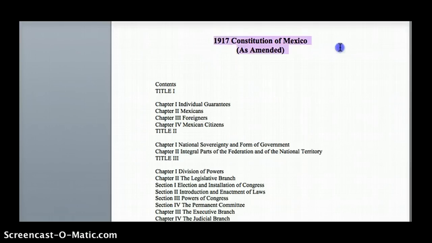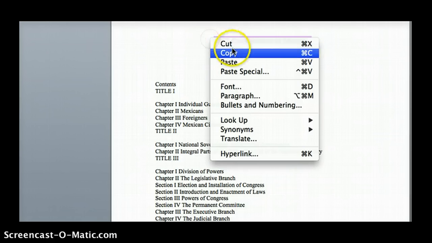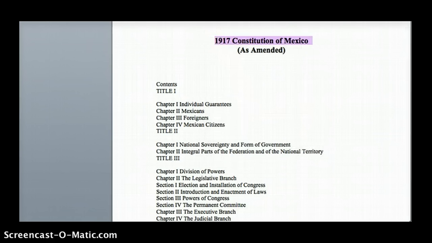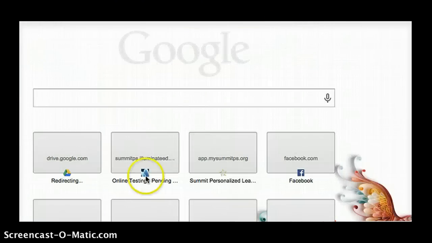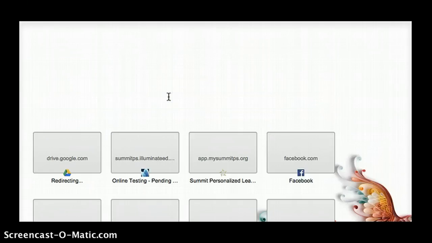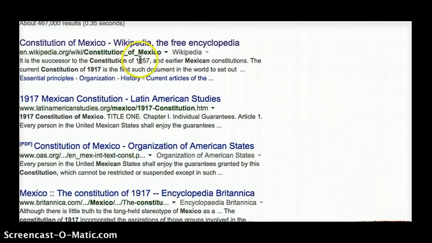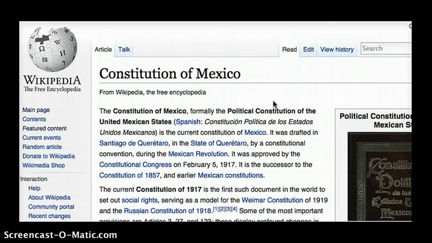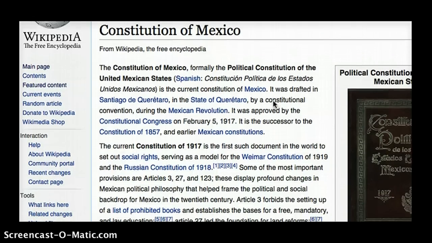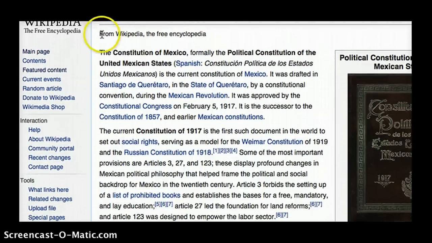I can Google it. So let me copy this to see if I can get it from Wikipedia, because a lot of times I might be able to find it online. So if I go and Google this information, and here we go, I Googled it. I found the Constitution right here. Let me click on it. So remember, I'm trying to find out who wrote it and when, where, why.